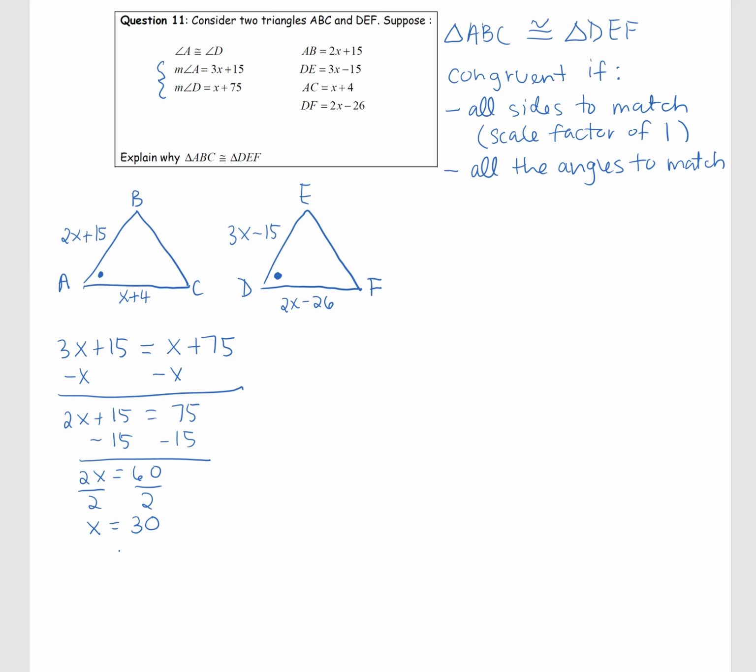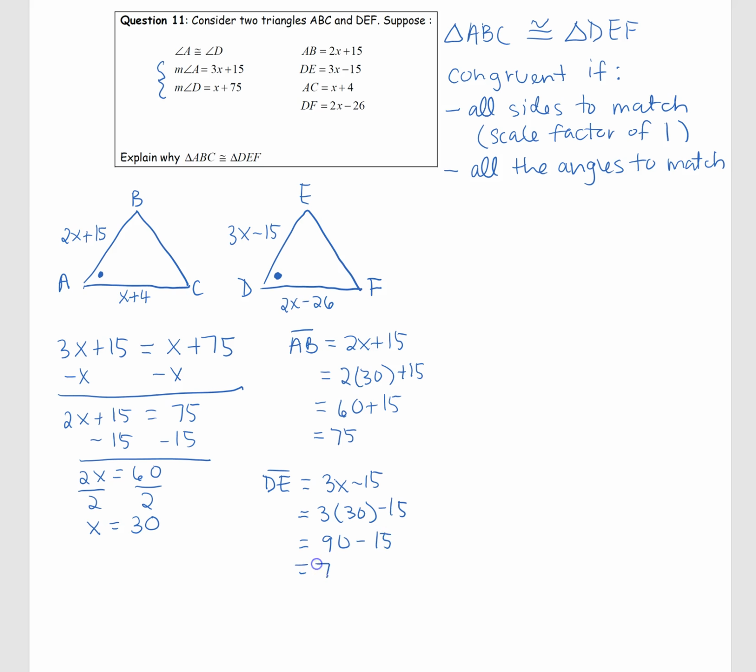Now we want to see what values each of these expressions come out to, to figure out how long each of these sides are. So I'm going to start with side AB. We've been told it's 2x plus 15. So plugging in my value of 30 for x, I get 2 times 30, which is 60, plus 15, which is 75. And now I'm going to do side DE. We've been told that's 3x minus 15. Again, plugging in 30 for x, 3 times 30 is 90. Subtracting 15 gives me 75 as well.